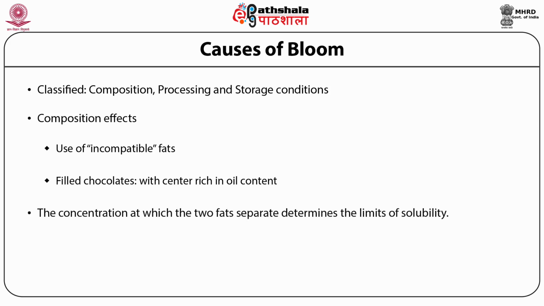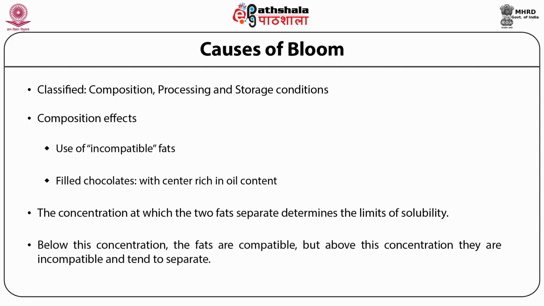So the concentration at which the two fats separate determines the limits of solubility, and below this concentration the fats are compatible, but above this concentration they are incompatible and tend to separate. As I discussed, there might be some proper concentration of both the fats, or more fats, added together so that they get solubilized or mixed into each other with proper emulsification, with emulsifiers added. If the concentration of either of the fats is above this limit, the solubility is reduced. As a result, they become incompatible and tend to separate out in the form of blooms on the surface of chocolates.